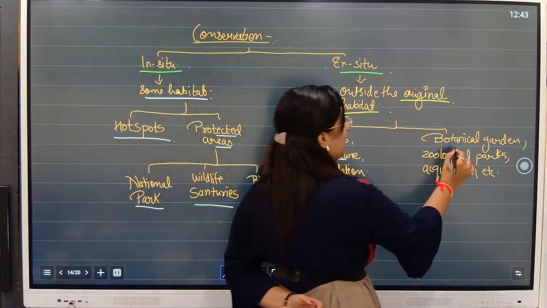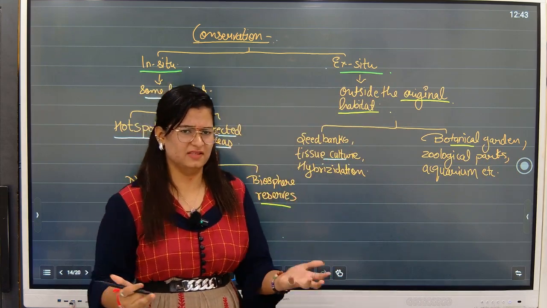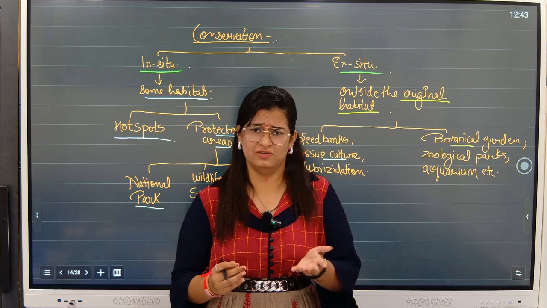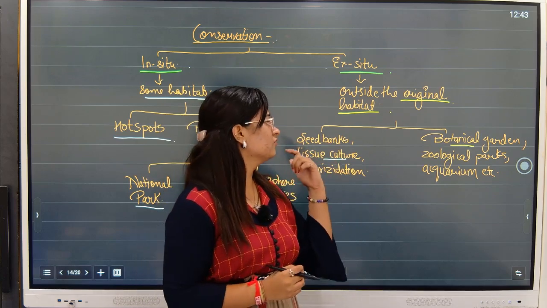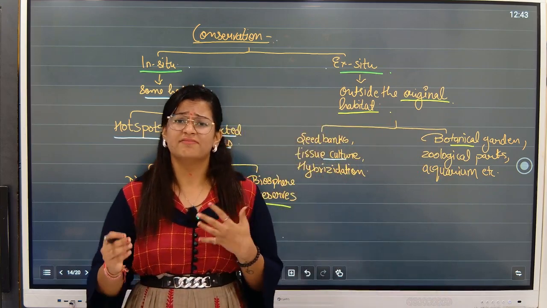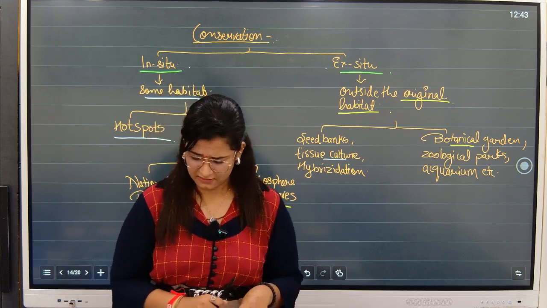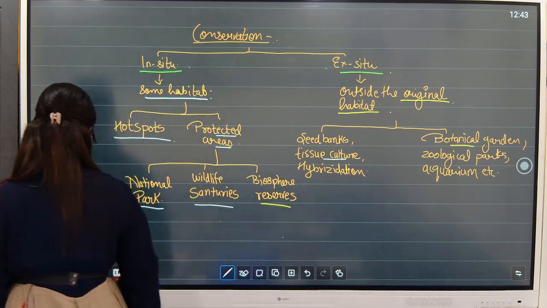Now next we have the other category. In seed banks, you can't actually go and do things, right? But when we look at botanical gardens, zoological parks, aquariums and others, there we can actually play a role in doing things. Is it clear? Okay, chalo.